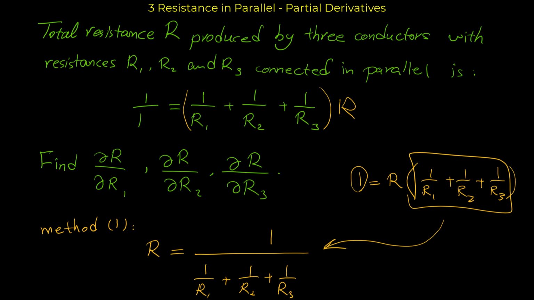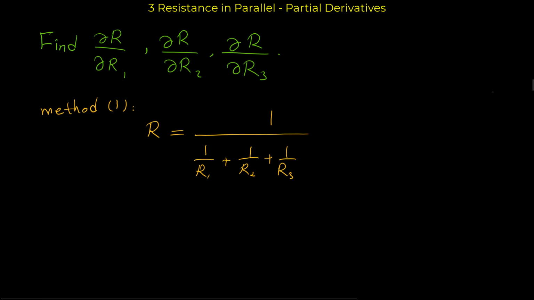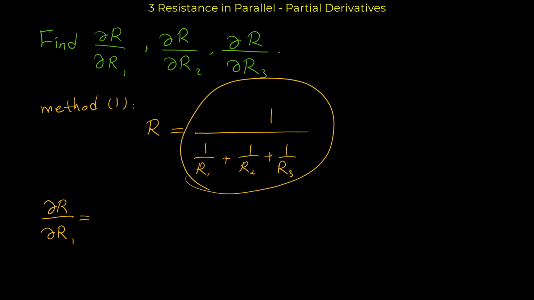Now that we have R in terms of R1, R2, and R3, it's really simple to find the partial derivative of R with respect to each of the variables. Let us start with finding the partial derivative of R with respect to the first variable, which is R1. For finding the derivative of this fraction with respect to R1, we use the quotient rule.